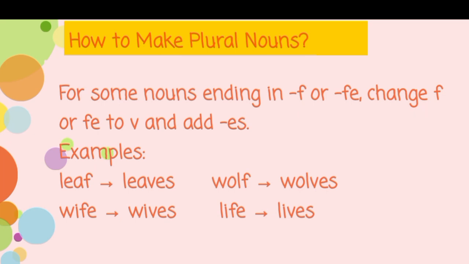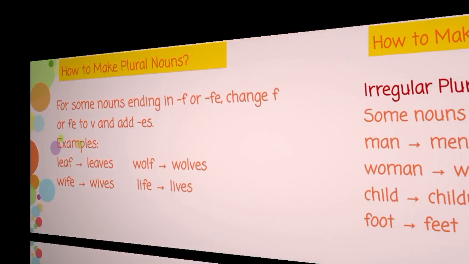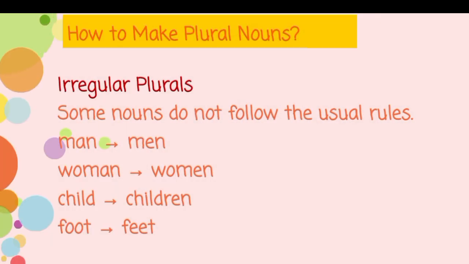Same is the case with wolf. Next we have wife. Here we have fe at the end. We will change fe to v and then we will add es. Wives. Same is the case with life. Here fe will be changed to v and then es is added.